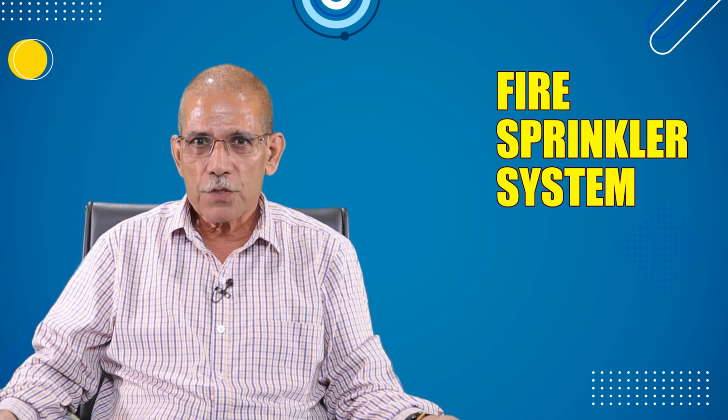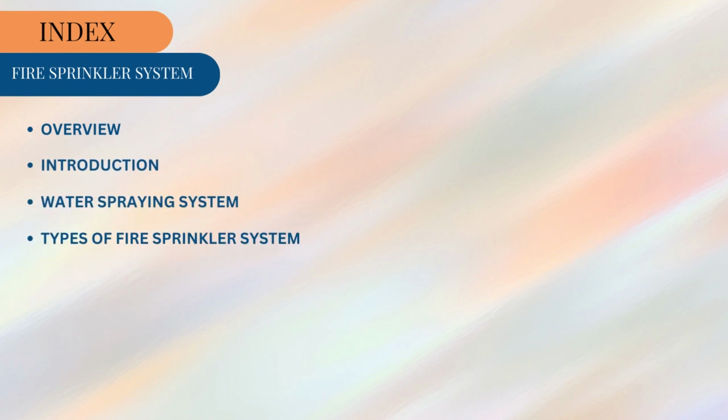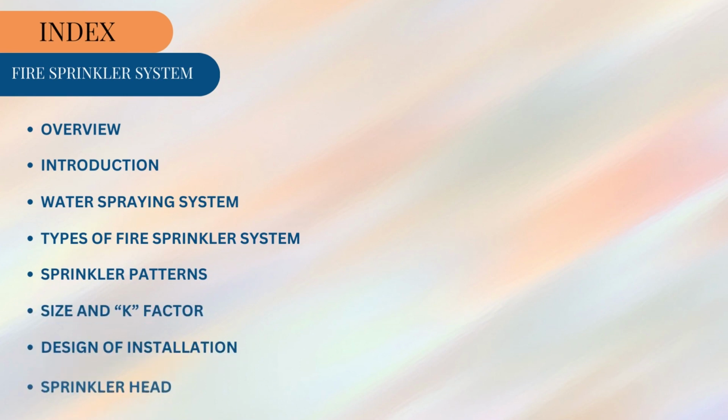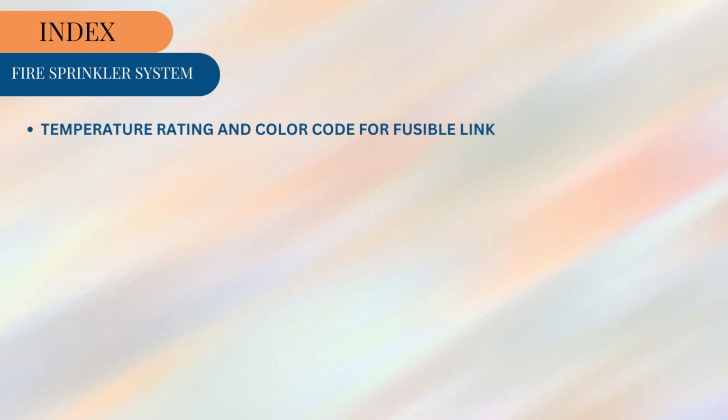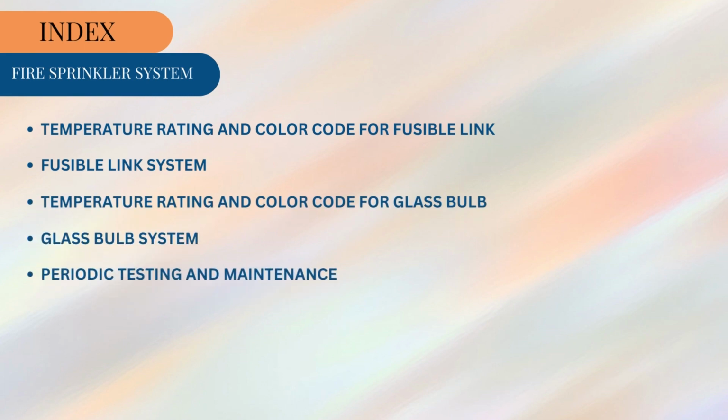The subject has been indexed into overview, introduction, water sprinkler system, types of fire sprinkler system, sprinkler patterns, size and K factor, design of installation, sprinkler head, temperature rating and color code of fusible link system, temperature rating and color code of glass bulb system, periodic testing and maintenance, spare heads, summary and certain references.